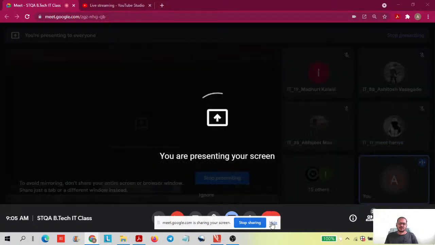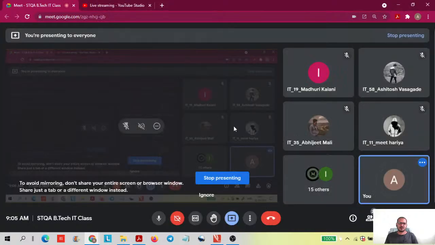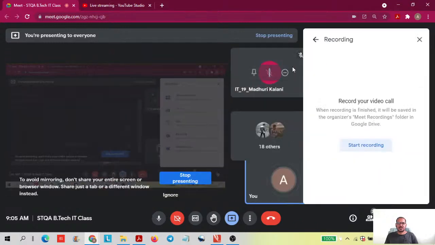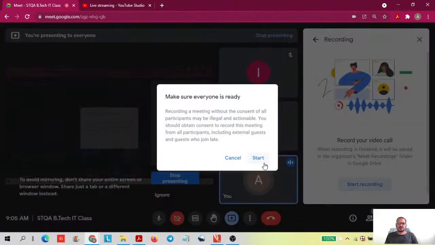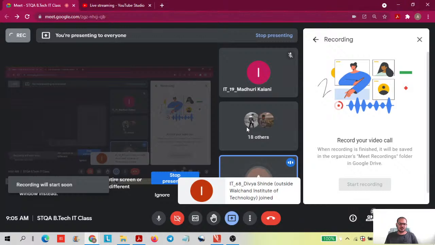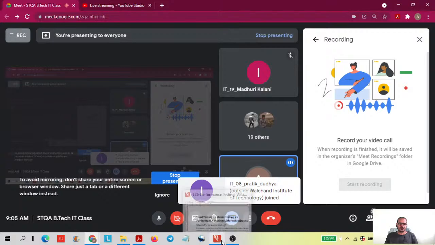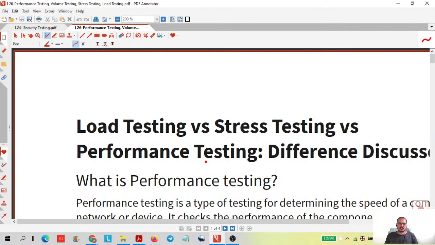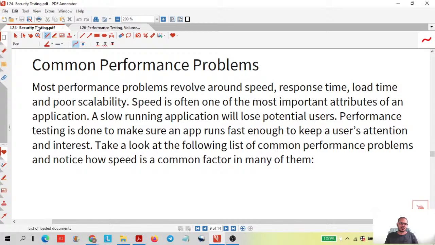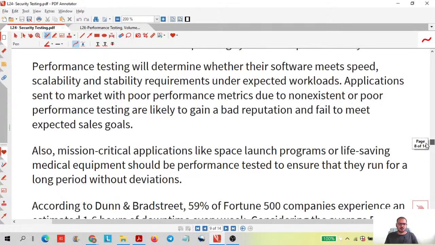So in the last class we discussed security testing and compatibility testing. These are all types of system testing. Today we'll have a discussion on performance testing and load testing. Is my screen visible? Yes, sir.